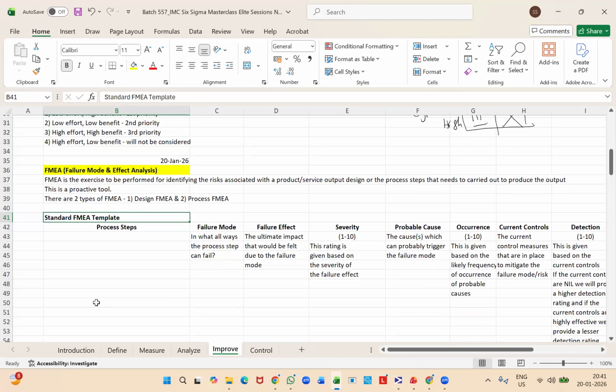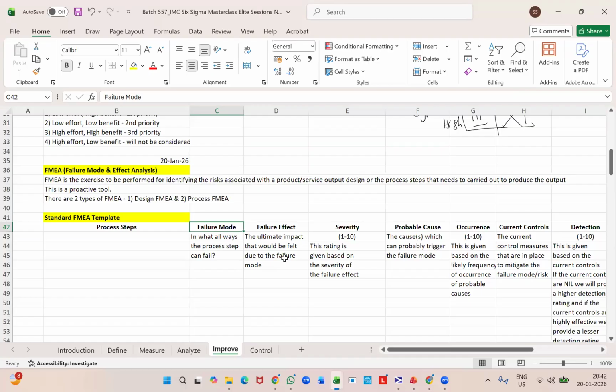So if you are conducting the process FMEA, as I told you, we will have the process steps in the first column. So I list down all those critical process steps that we would execute in our process. And for a process step, we will come up with the failure mode. So this failure mode is actually the risk part. So the risk associated with that process step is what we would call as the failure mode. So if you look at the explanation, failure mode is nothing but in what all ways this process step can actually fail. And this is the risk part of it.